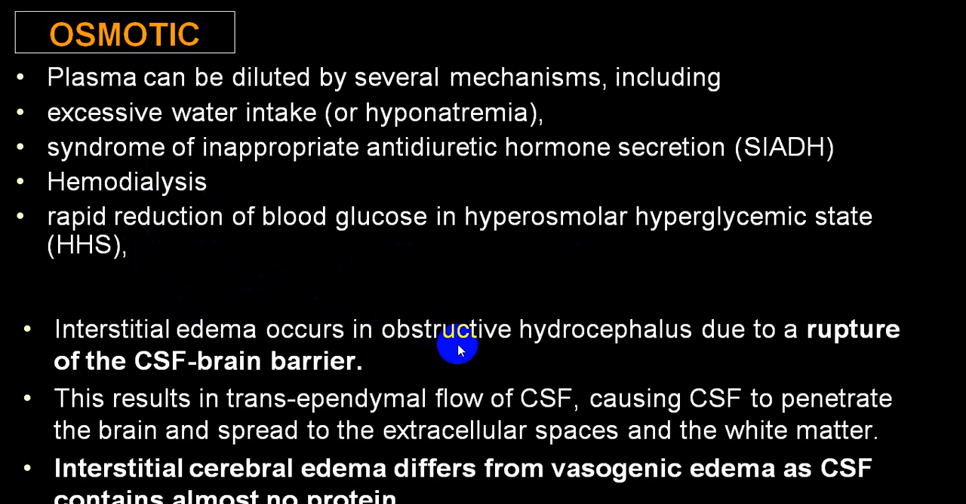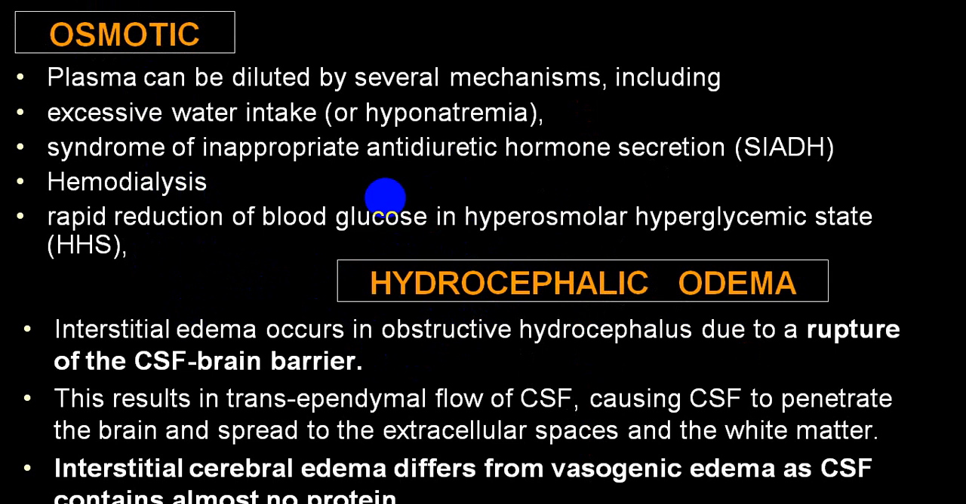Interstitial edema is usually because of obstructive hydrocephalus. Hence it is also called hydrocephalic edema, where there is a rupture of the CSF blood-brain barrier system and the fluid will seep out of the ventricular system into the interstitial space. Hence it is also called interstitial edema or hydrocephalic edema. And this is one variety where it is secondary to hydrocephalus. So interstitial cerebral edema differs from vasogenic edema as CSF contains almost no protein, because here it is not due to any inflammatory mechanism.